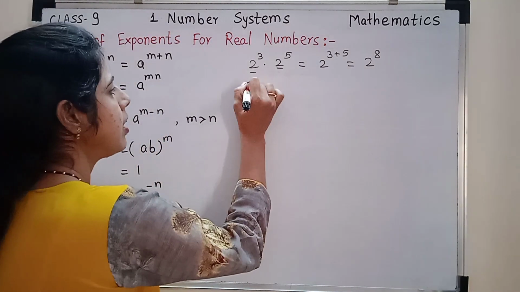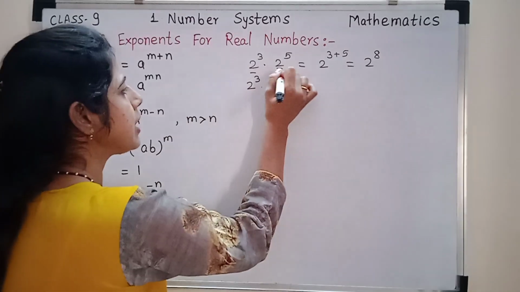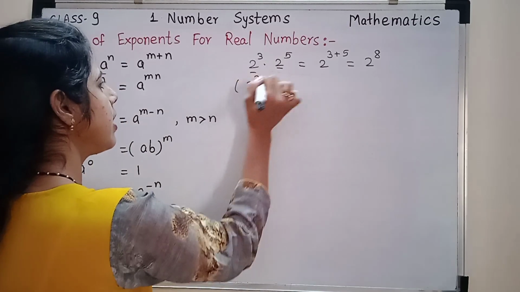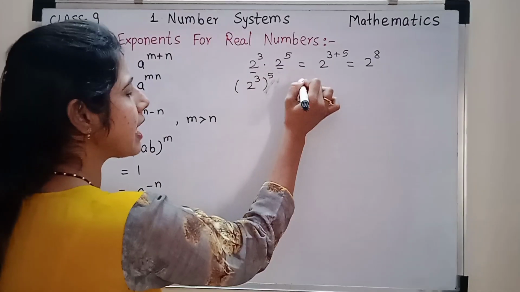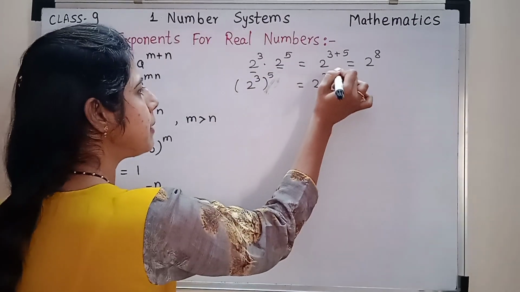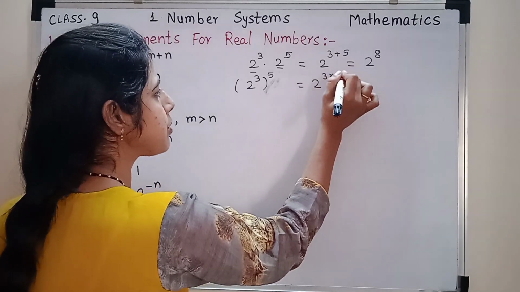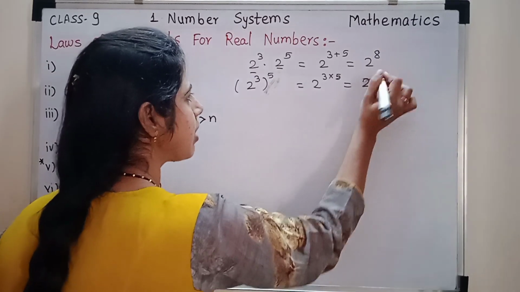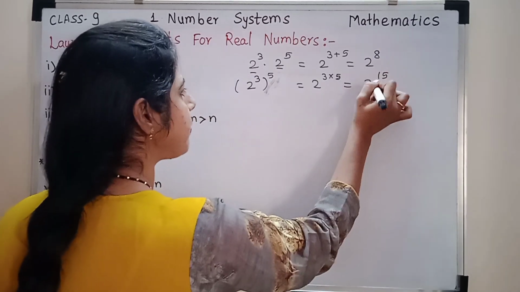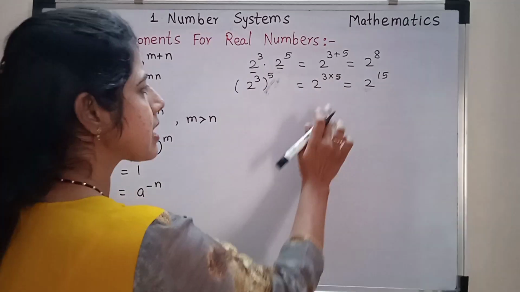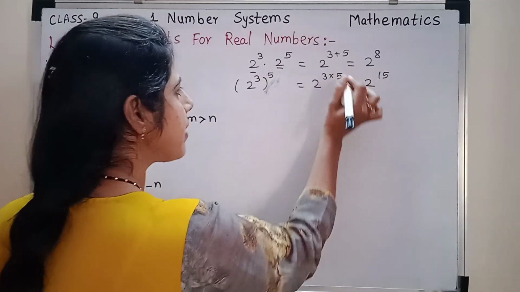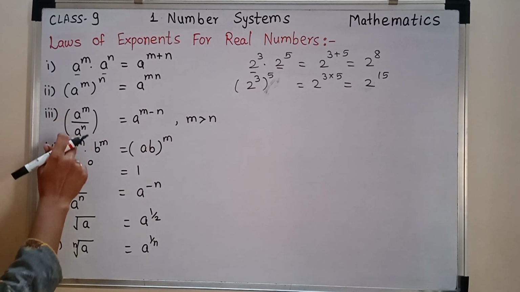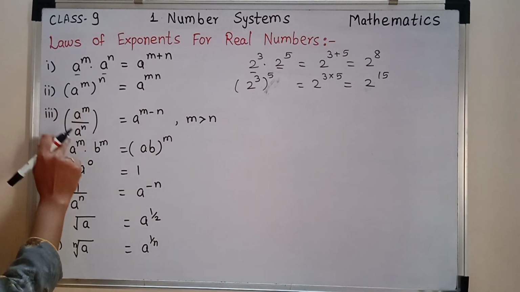So we will see 2 raised to 3 the whole raised to 5. Power का power है तो powers का multiplication होगा and this will be 2 raised to 3 into 5, that is 2 raised to 15. So answer is 2 raised to 15. Power का power है तो powers का multiplication होगा यहाँ पे and this will be 2 raised to 15.